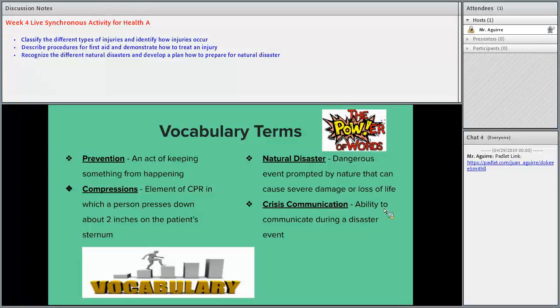Then you have crisis communication. This is the ability to communicate during a natural disaster event, even in a regular disaster event. Go ahead and pause the recording if you need to take notes. Remember, you want to use this in the future to keep on moving.